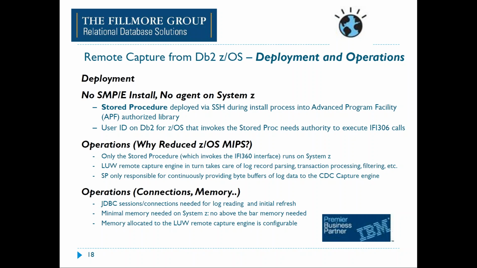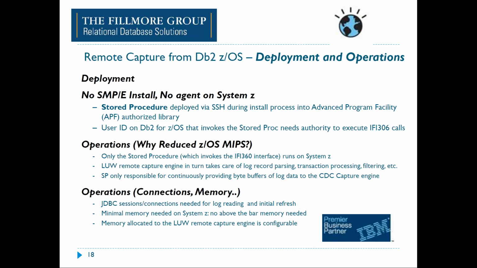But the IFI 360 interface is the one that runs on System Z, and the user ID on Db2 for z/OS that invokes the stored procedure needs the authority to execute the IFI 306 calls. So that looks to me like there's a typo in here, because I don't think it's both 306 and 360. So I'll have to get that fixed and get it out to everybody when I post this on the blog. But that would be my guess. So I apologize. It's either the IFI 306 or the 360.